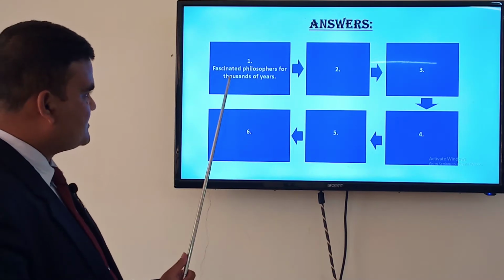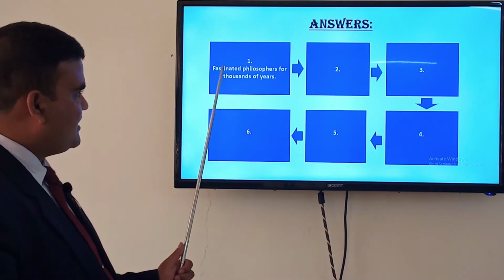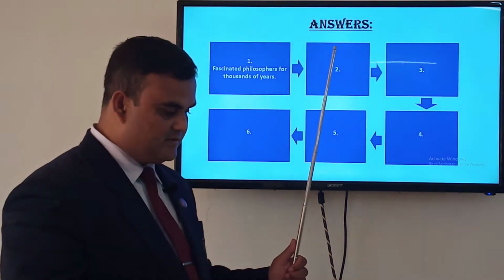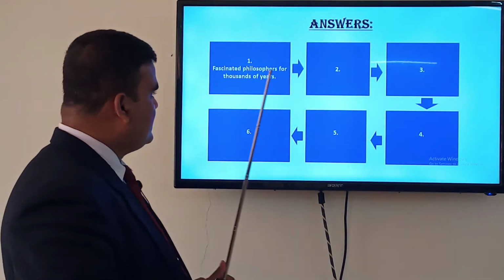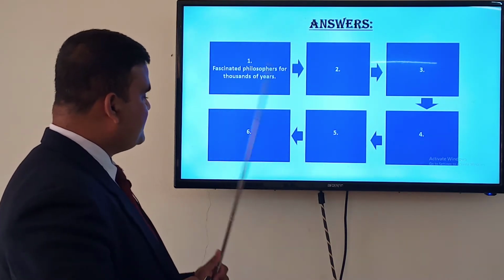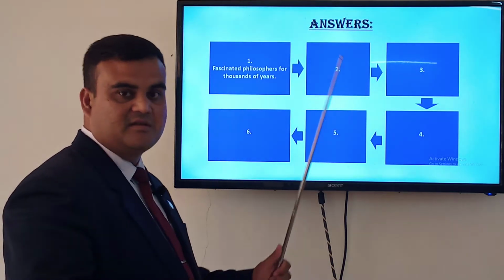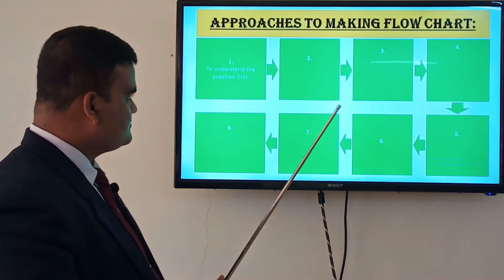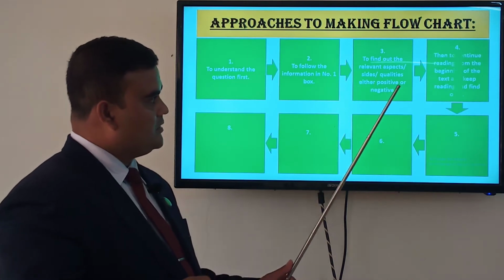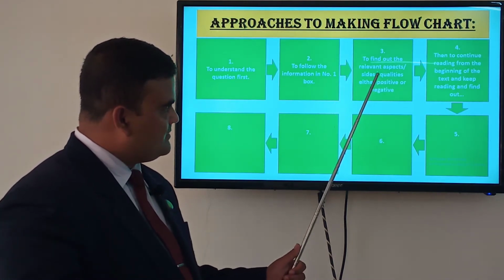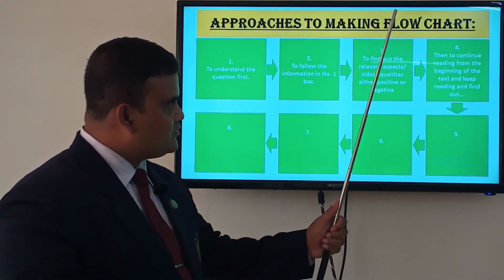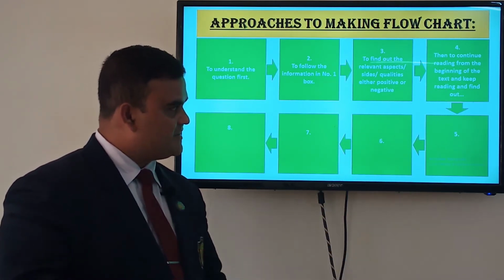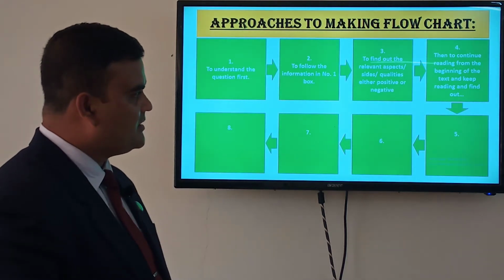Fascinated philosophers for thousands of years. What fascinated? Dreams fascinated philosophers. So we must include some other relevant information about dreams provided in our text. So just after finding them out, we have to start. Then continue reading from the beginning of the text, and keep reading and find out.